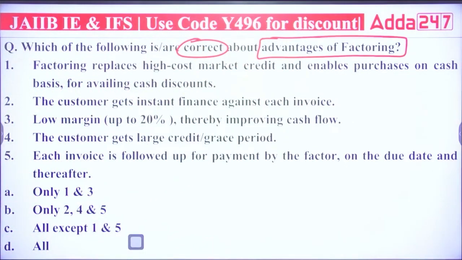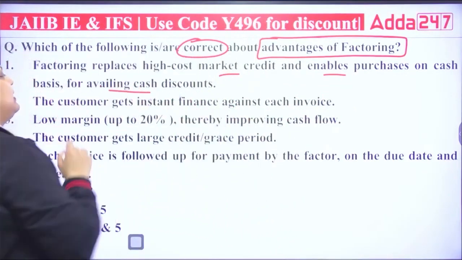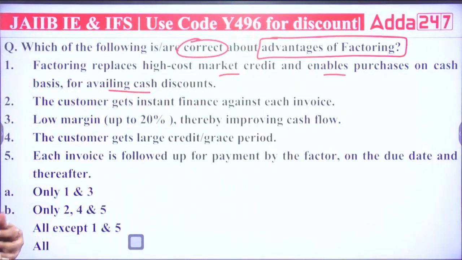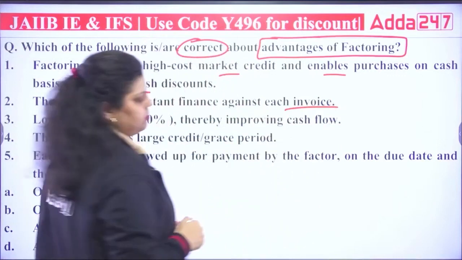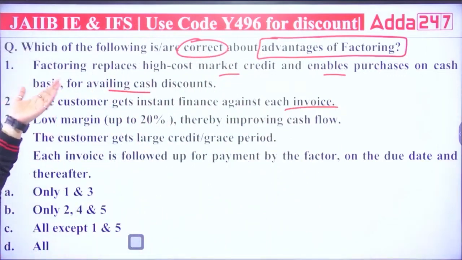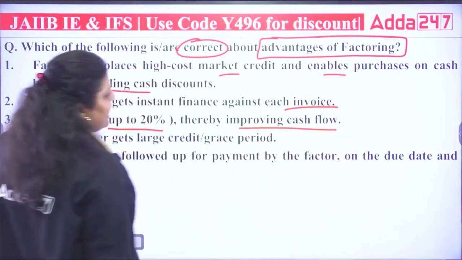The first benefit is that you will get cash whenever you want. Easily it will be available to you. The first option says factoring replaces the high cost market credit and enables purchases on a cash basis for availing the cash discount. This is true. It actually helps you get capital at less cost than the market. Now, the customer gets instant finance against invoice. That's also true. You have to give the invoice and you will get immediate cash. Low margin, that is up to 20%, thereby improving the cash flow.